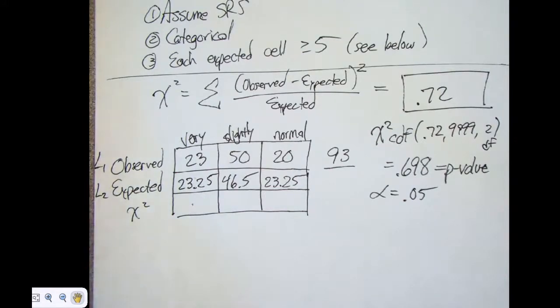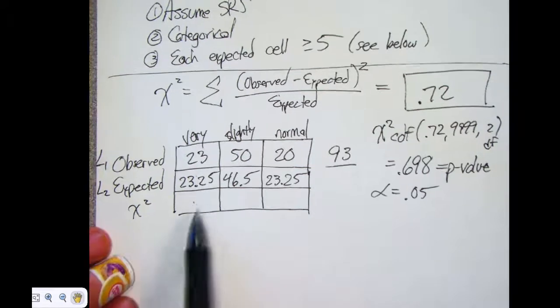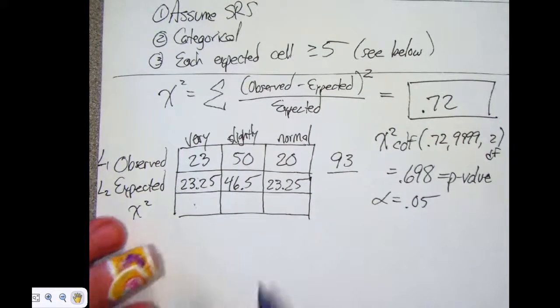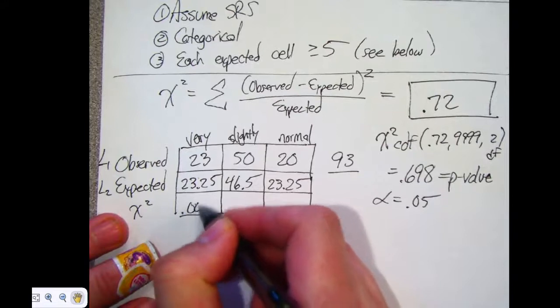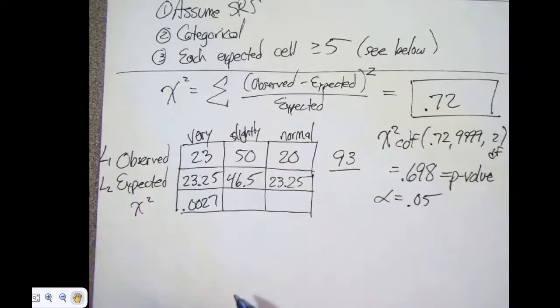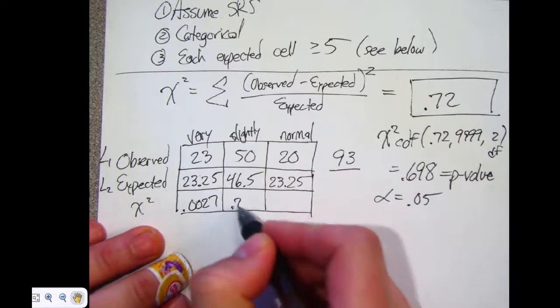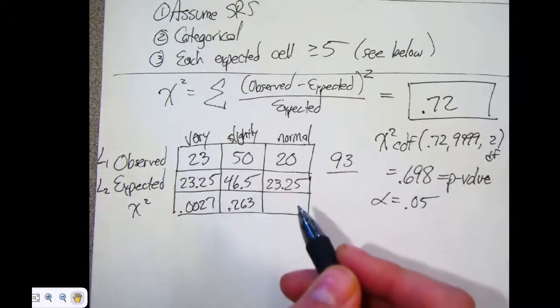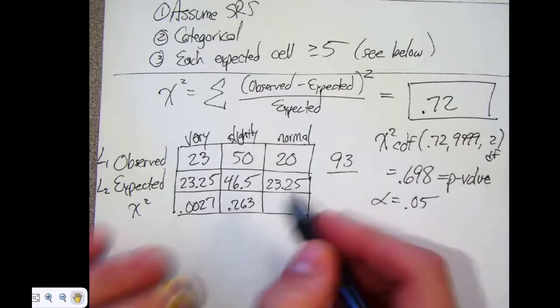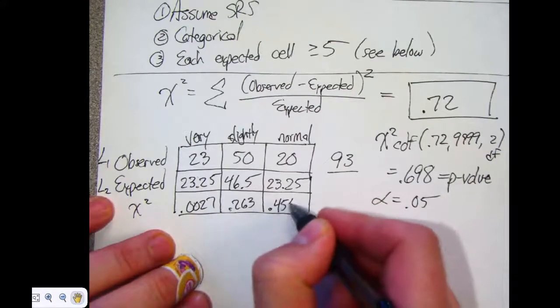What am I missing here? Gotta fill in the contribution part. So the first number is like 0.0027. If I keep scrolling, then we're at like 0.263. Then 0.454.